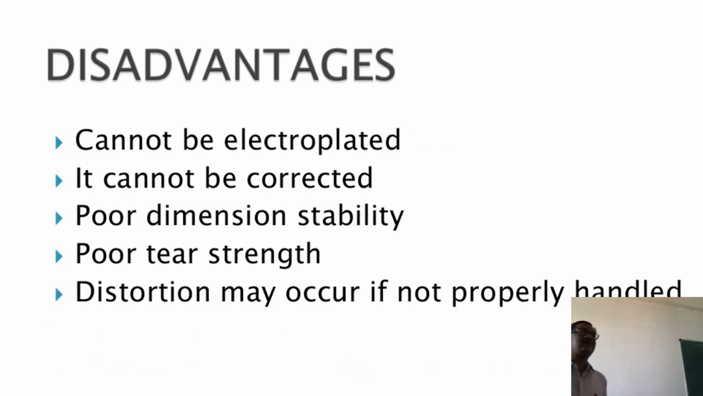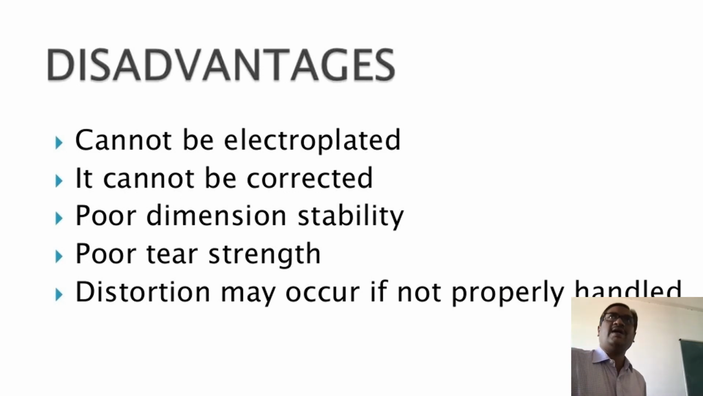So coming to the disadvantages. As already told, it is a primary impression material, so it cannot be electroplated. It is an irreversible impression material, so it cannot be corrected once the impression is made. If you need to correct anything, you need to make one more impression. So it cannot be corrected.